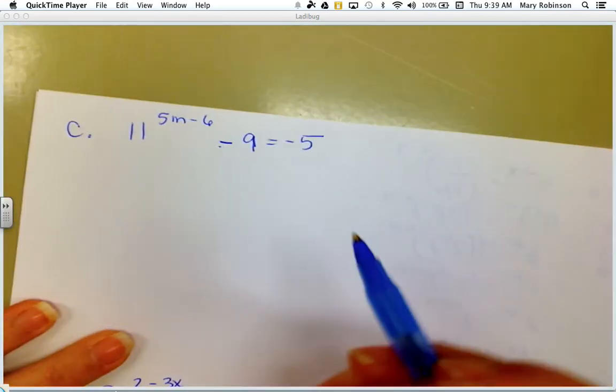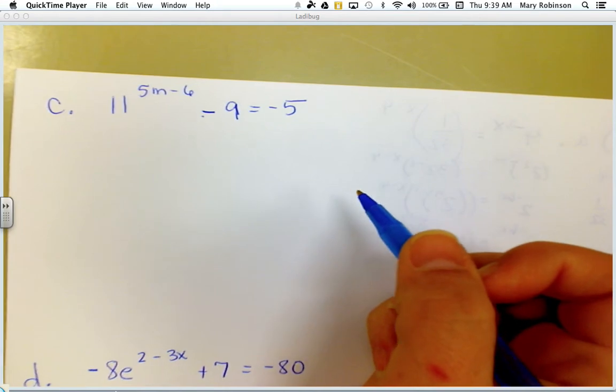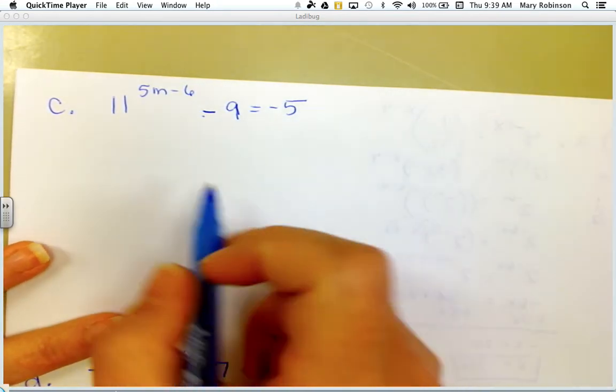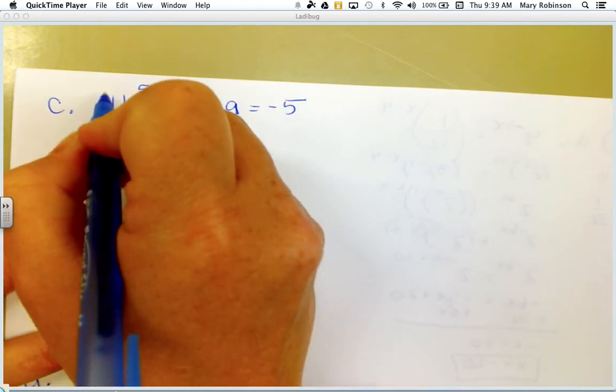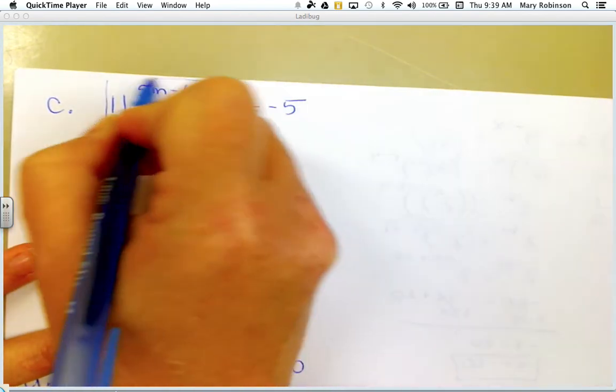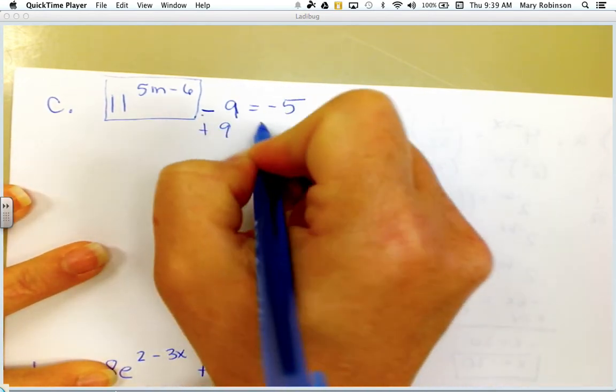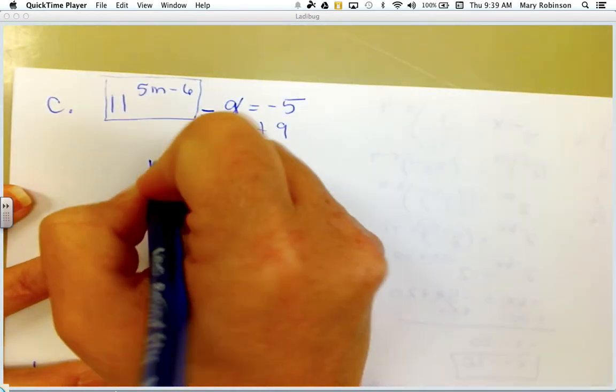All right, for C, when we take a look at C, these are different. These are not the types of problems where we have a number raised to a power on either side, which means our job is to isolate your exponential. So the number raised to a power is what you want to isolate. So that means to do that, we need to first add 9.